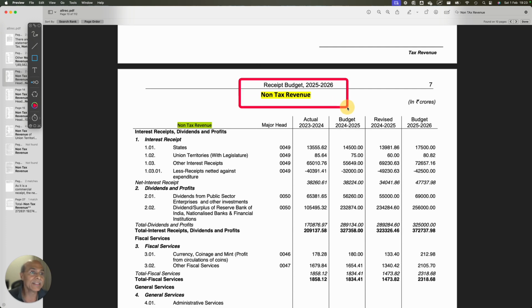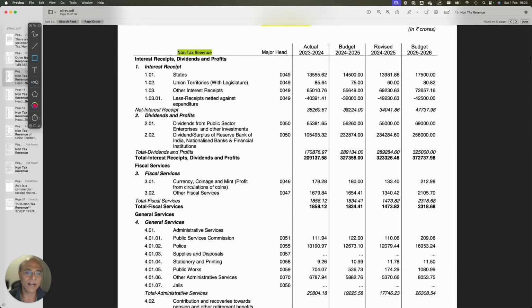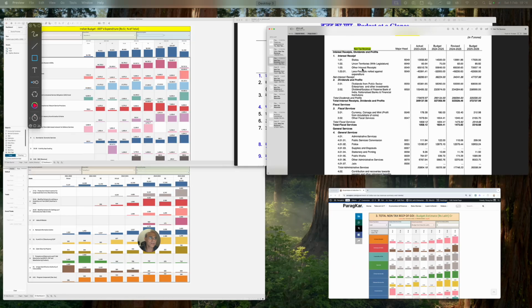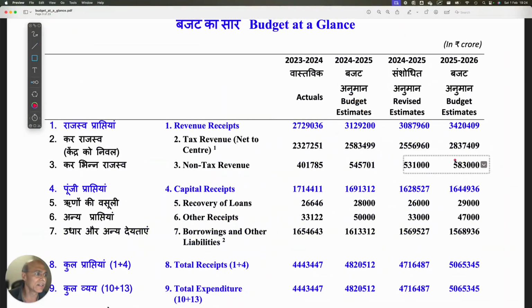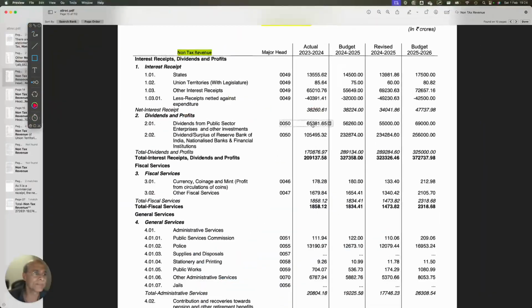So here is the receipt budget, which gives us the details of non-tax revenue. You will find that non-tax revenue has various components. One is interest received, which is not very high; if you look at it, it is around 47k crores, right? What was the number for non-tax revenue which we saw? We saw around 5.83 lakh crores, right? So this first item is not very significant, and it has been maintained at that level, slightly increased, not very much, right?